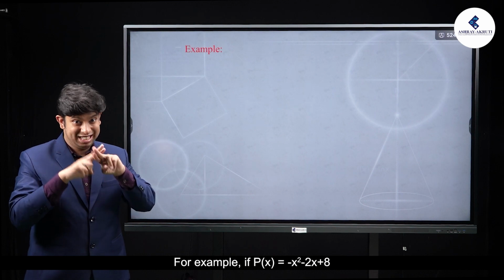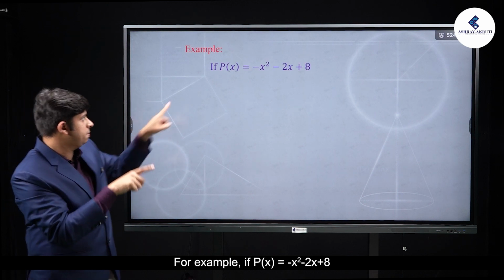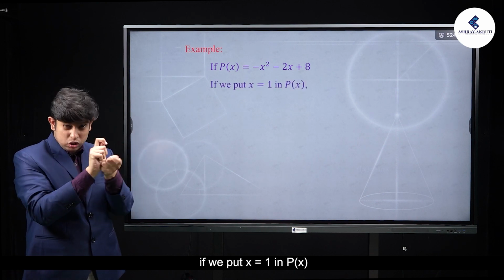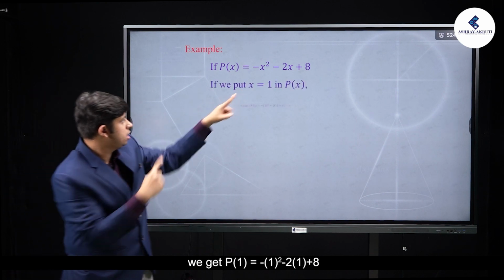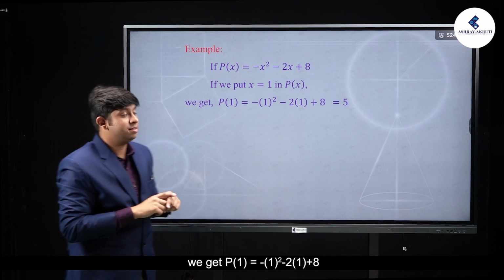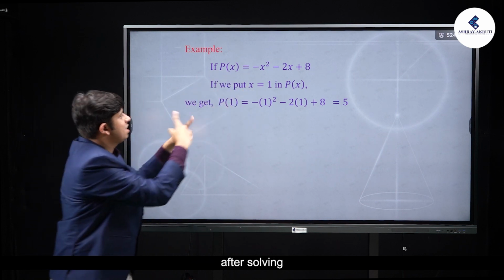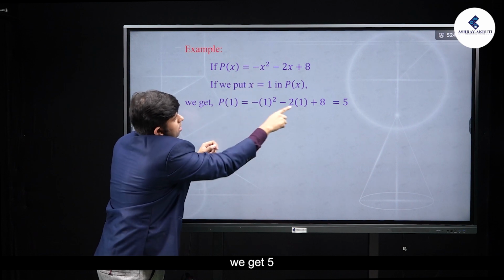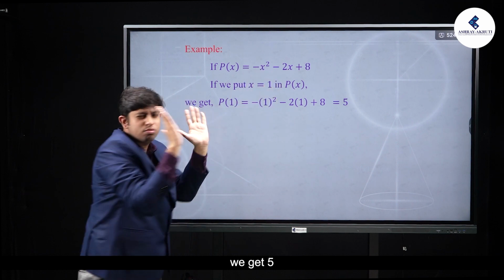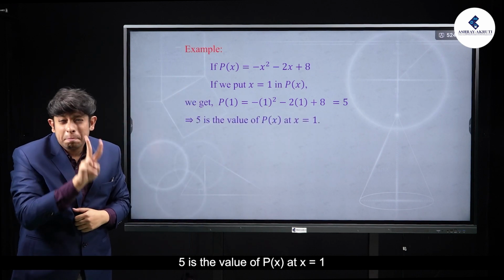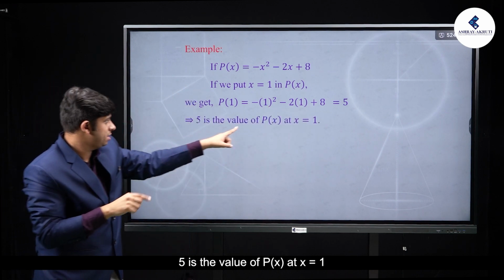For example, if p of x is equal to minus x square minus 2x plus 8, if we put x equal to 1 in p of x, we get p of 1 is equal to minus 1 square minus 2 into 1 plus 8. After solving, we get 5. 5 is the value of p of x at x equal to 1.